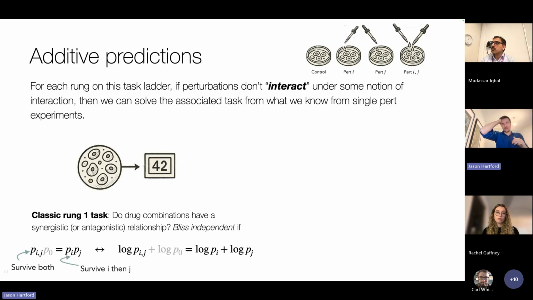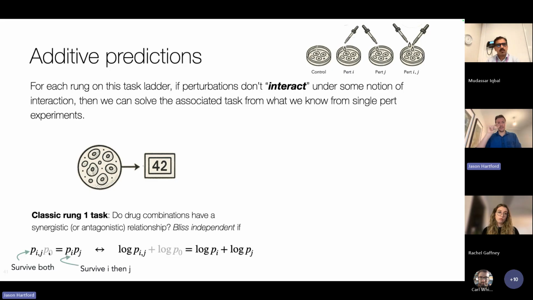And so to convince you that this maybe has some familiarity, we'll start with the simplest case, the rung one task, which is, do drug combinations have a synergistic or antagonistic relationship, right? So classically, this is studied in oncology. You're asking whether two cancer drugs have a synergistic or antagonistic effect on the cancer cells. And we define these things to be Bliss independent if the survival probability of applying both drugs equals the product of the survival probability of applying drug I and then drug J, right? And so this is just a definition of independence. It's subtle, but if you ask me, I can explain why.